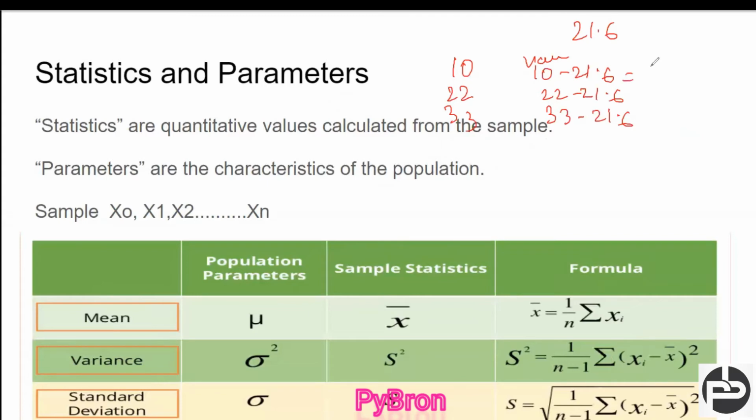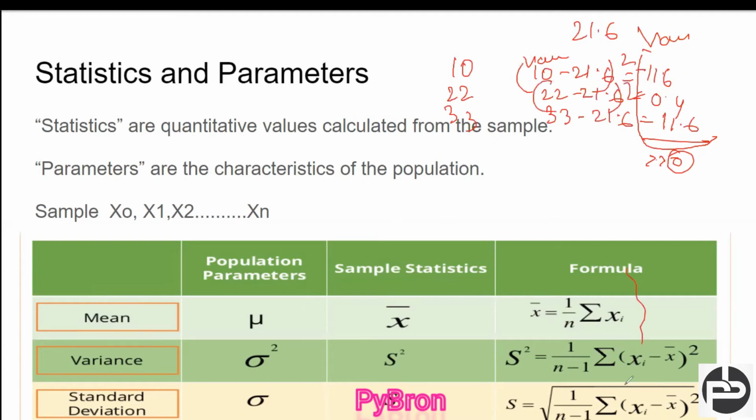And if we calculate, this will come minus 11.6, this will come around 0.4, and this will come around, suppose, 11.6. I'm not calculating this. If you add all these things together, it tends to be zero. If I'm calculating the total variance, it will be approximately zero, not exactly zero. So in order to avoid this problem, we are going to square it up.